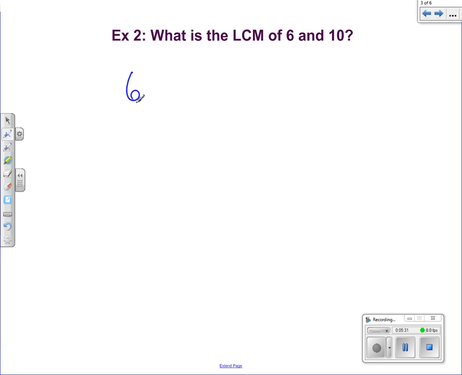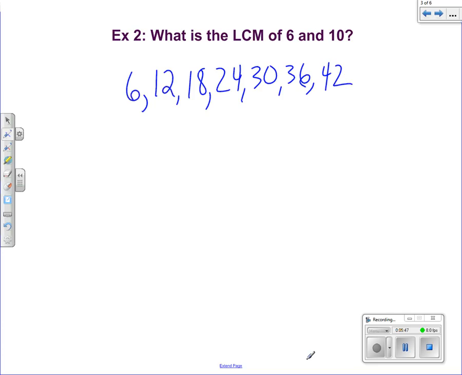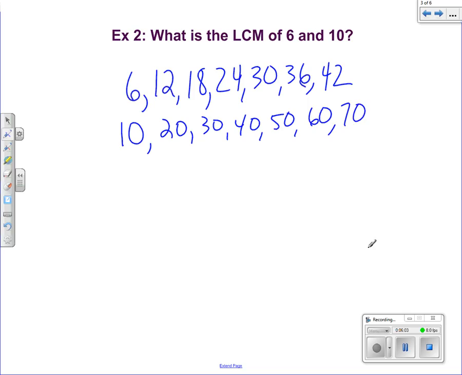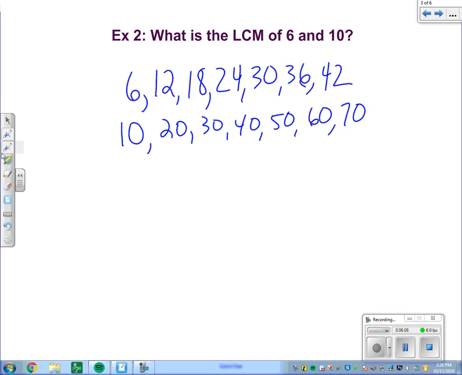So we count by sixes. 6 times 1 is 6, 6 times 2 is 12, 6 times 3 is 18, and on and on. Let's do one more. What would that be? 42. All right, our next number is 10. Let's count by tens: 10, 20, 30, 40, 50, 60, and we'll do one more: 70.